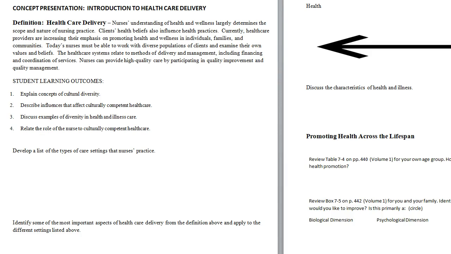And as you can see, it's very important that you look at what are the student learning outcomes. They're called SLOs, and that should tell you that after that particular activity or after reading that particular assignment from the weekly schedule in your syllabus, you should be able to explain concepts of cultural diversity, describe influences that affect culturally competent health care, discuss examples of diversity in health and illness care, and relate the role of the nurse to culturally competent health care. And you will notice too that theme will continue in our lab this week, as well as then taking that information and applying it in the clinical situation, which you will do when you experience your first clinical day on Tuesday or next week, whenever your assigned clinical day is.